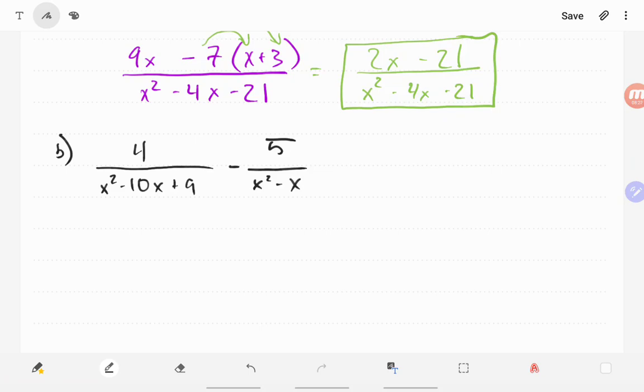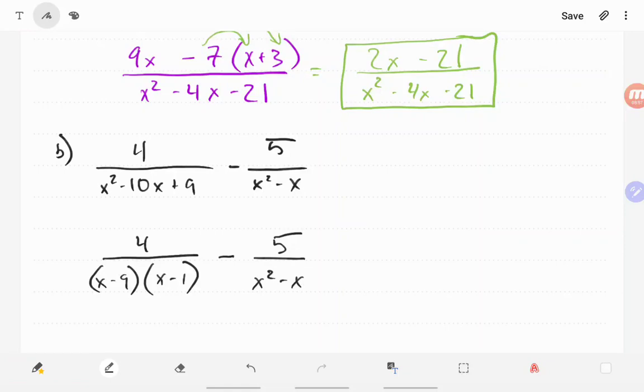Because normally we're going to look at this and think, hey, x squared minus 10x plus 9, I can factor that. That's easy. That's just going to be negative 9, negative 1, right? I can rewrite this as 4 over x minus 9 times x minus 1. Negative 9 times negative 1 is positive 9. Negative 9 plus negative 1 is negative 10. Sweet. And we're subtracting 5 over x squared minus x.